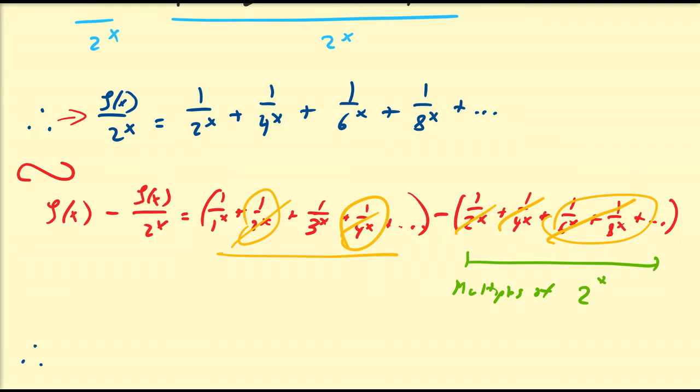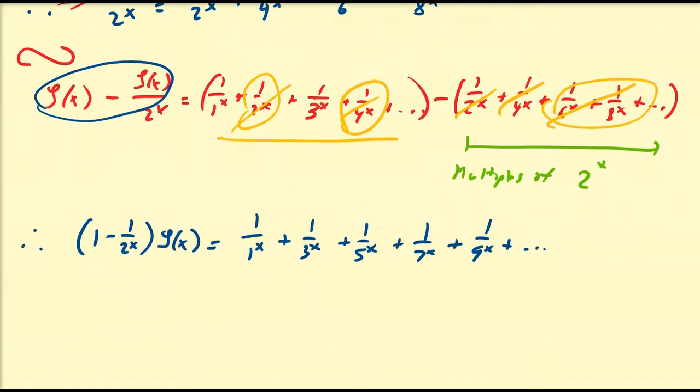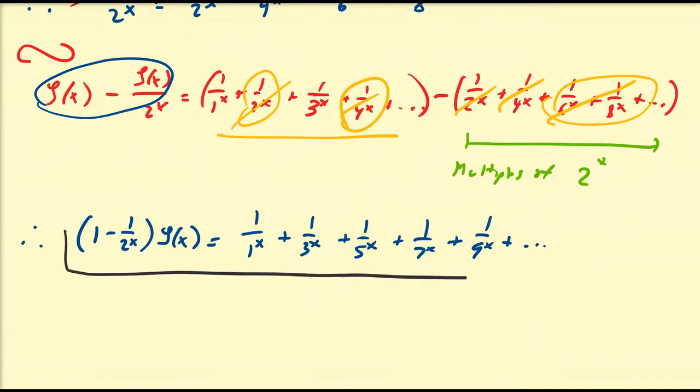So we get the following expression. We can factor out a zeta x out of the first and second terms. So we get 1 minus 1 over 2 to the x times zeta of x is equal to, we're only going to be left with the odd terms in the first expression. So we're going to be left with 1 over 1 to the x plus 1 over 3 to the x plus 1 over 5 to the x plus 1 over 7 to the x plus 1 over 9 to the x, and so on. So that gives us this expression.